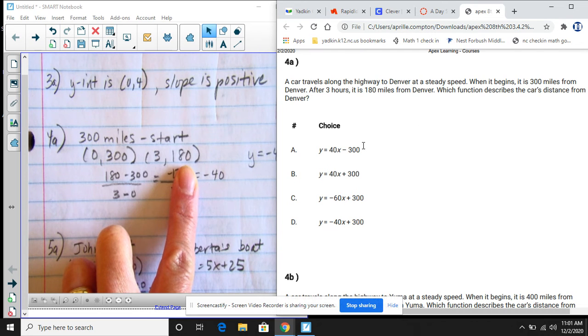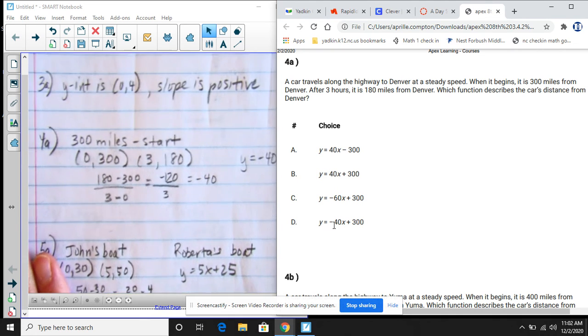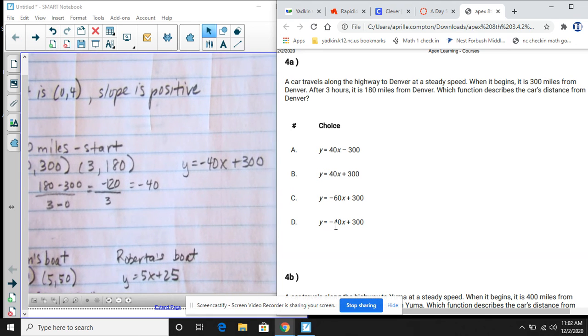They all show 300 here, but it wouldn't be a negative 300 miles, so it can't be A. So we need to find the slope. Either the slope is 40, negative 60, or negative 40. And you can see here I have it worked out for you. The slope is negative 40, so that's your equation right there, which is D.